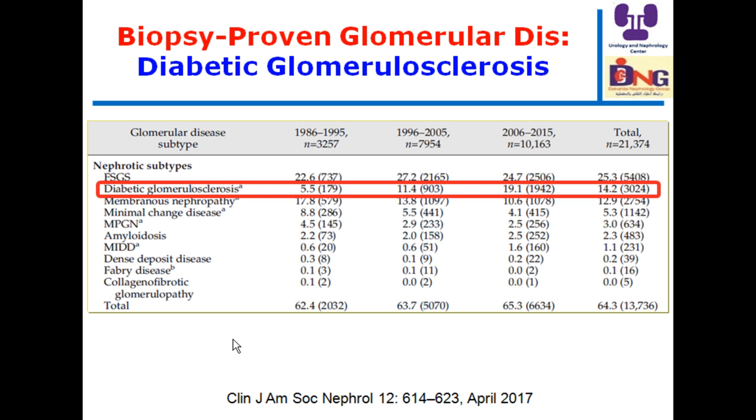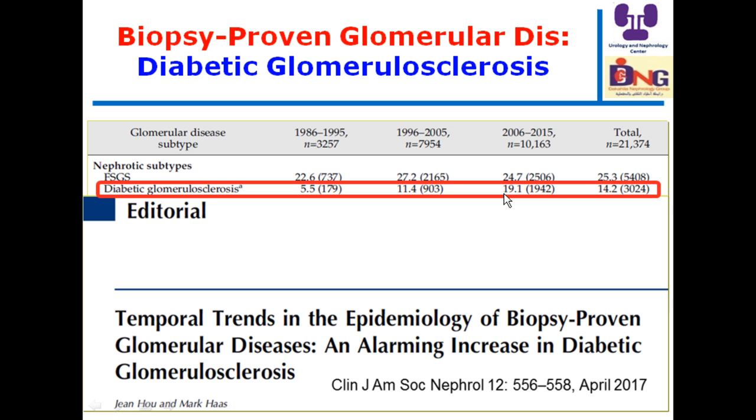If we look at the data, this is a large number of patients with glomerular affection and biopsy-proven glomerular disease. What can you see? The share of diabetic glomerulosclerosis is increasing throughout these decades from 5.5% to 11.4% to 19%, to the point that the editorial comment was: temporal trends and epidemiology of biopsy-proven glomerular diseases, an alarming increase in diabetic glomerulosclerosis.